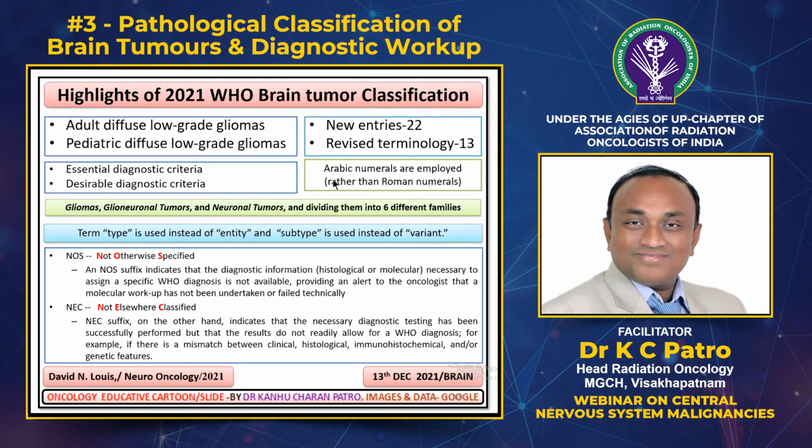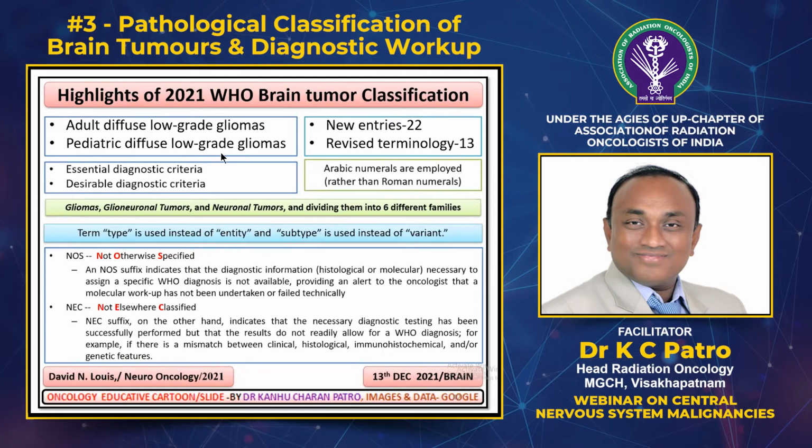They now use Arabic numbers in place of Roman numbers. Roman numbers are no more used. There is no word called anaplastic. For every tumor there are essential diagnostic criteria and desirable diagnostic criteria. So for diagnosis you need the essential diagnostic criteria and the desirable diagnostic criteria.